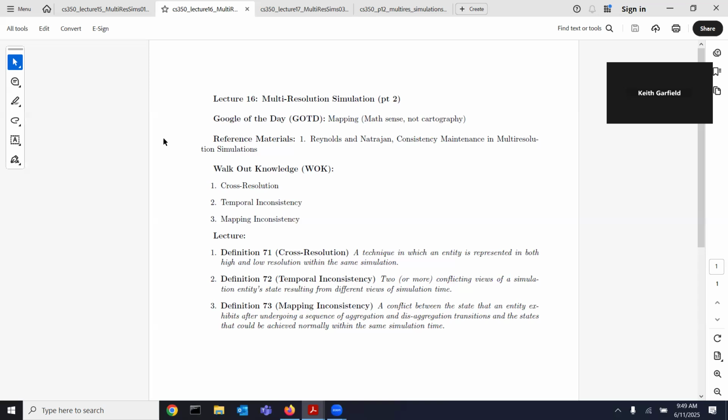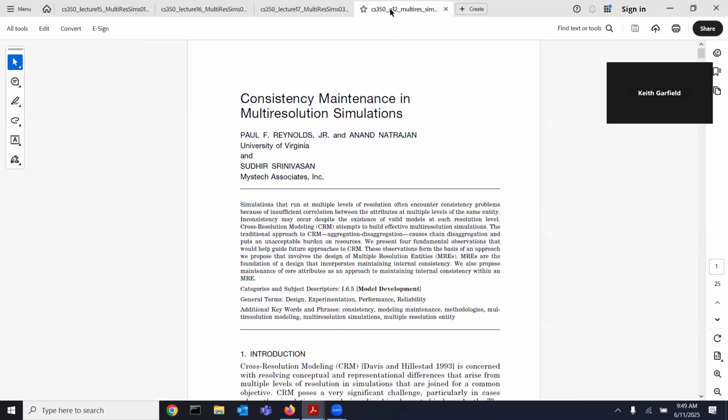This problem is, again, not really solvable in the computer science sense. You can try to create techniques where the effect is minimal. And I've got, by the way, in addition to these short lecture slides, this multi-resolution simulation paper. It goes through all of these things. It's a fairly old paper, but I think a pretty good one.